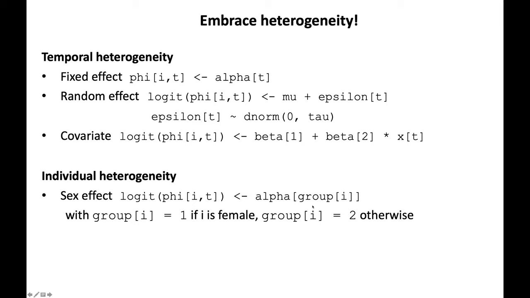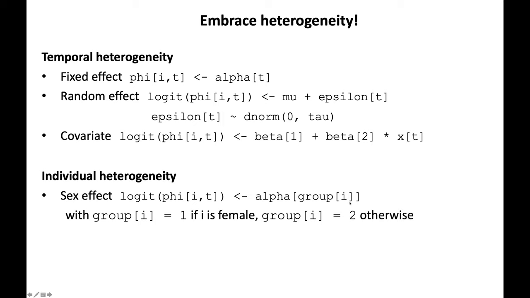Through what we saw yesterday called nested indexing. So this group variable takes value 1 if the individual i is a female, and group takes value 2 if i is a male. So at the end of the day, you'll get just alpha 1 and alpha 2, which are basically survival for females and males. So group is a vector of length the number of individuals, and which gives you for each individual whether it's a female, in case it's 1, or a male. So it's another example of nested indexing, which is very useful in programming.